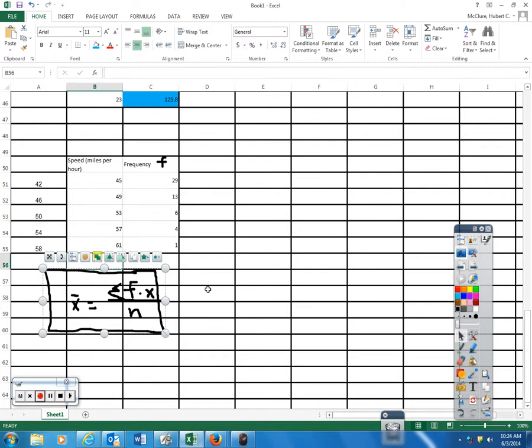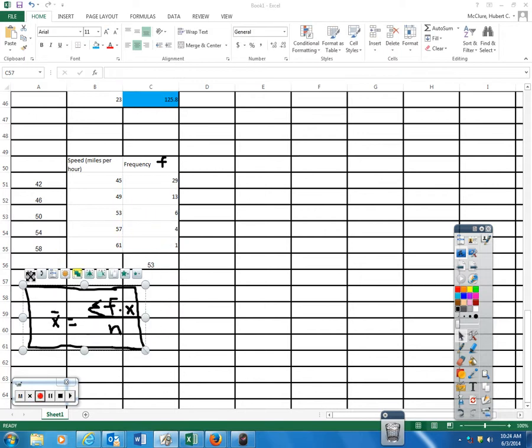And we got f, we need n. Well, where's n? You just do a summation and add all those up and there's your n. Okay, that's not hard. Now, what's x? Well, I told you in the video when we went over this that x is the midpoint of the classes. And we talked about finding the midpoint.